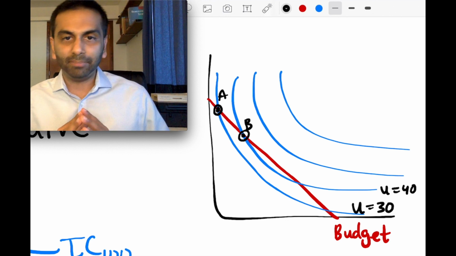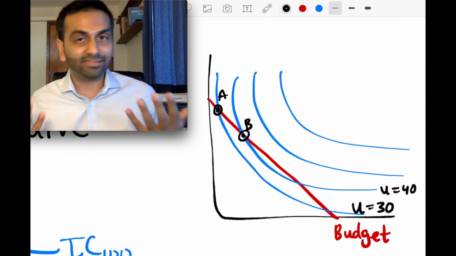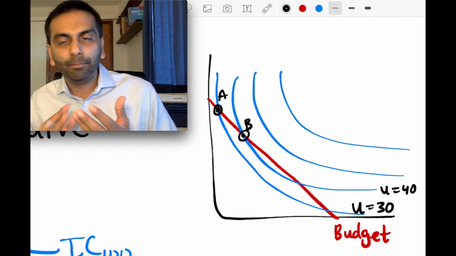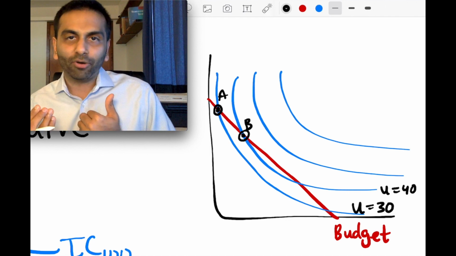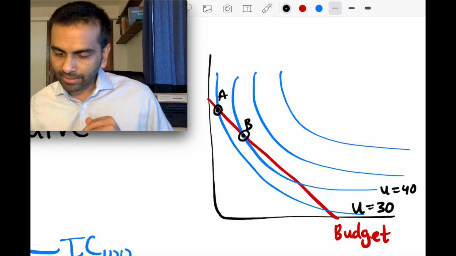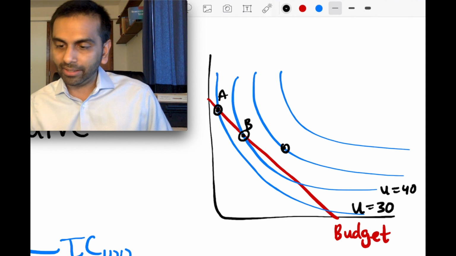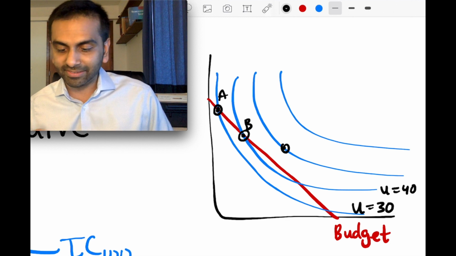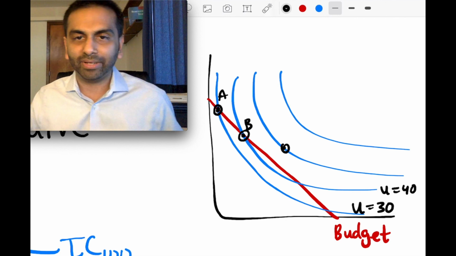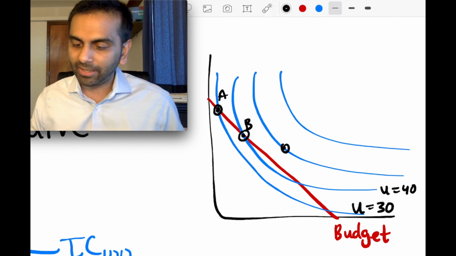So between point A and B, B is better because it's giving you more happiness for the exact same price, M dollars totally spent. You're just allocating it better between good 1 and good 2 to give you more happiness while still spending your fixed budget of M dollars. Now, point C over here would give you a lot more utility than 40, but unfortunately it's not affordable. It's not on the red line. It's above it, beyond it, so we can't afford it. So that's not even an option we're going to consider.